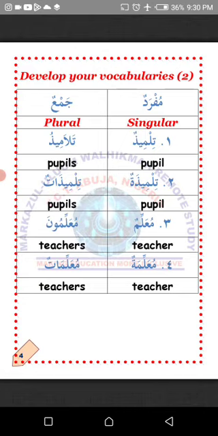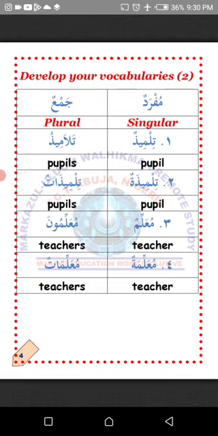Wahid, number 1: tilmidh, male pupil. So the plural is talamidh, male pupils. Ithnan, number 2: tilmidha, a female pupil. So the plural, tilmidhat, female pupils.